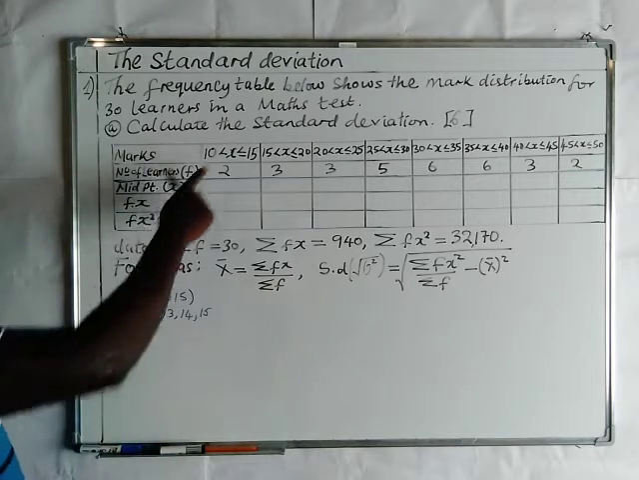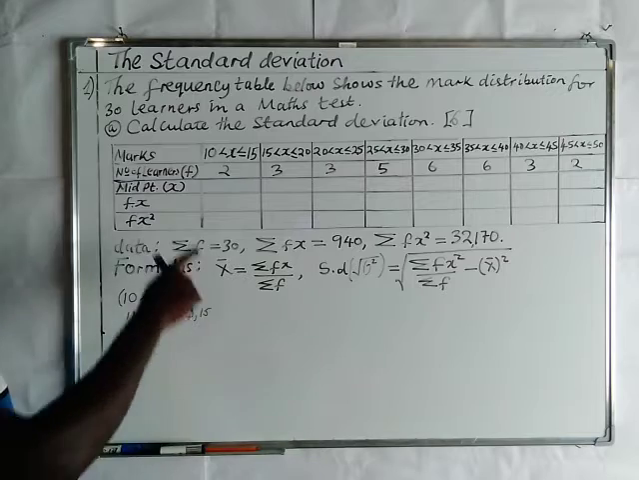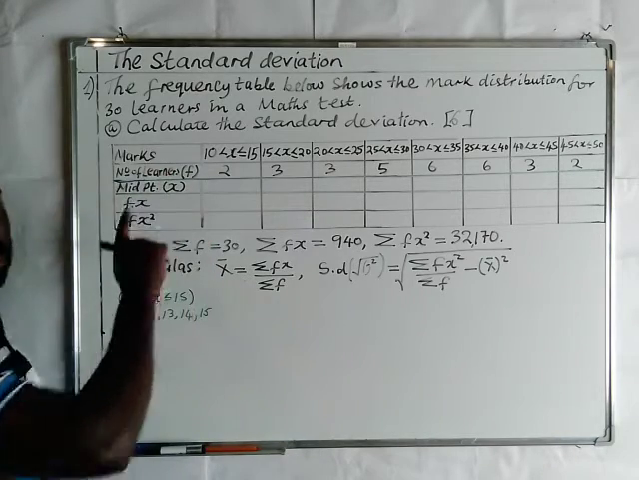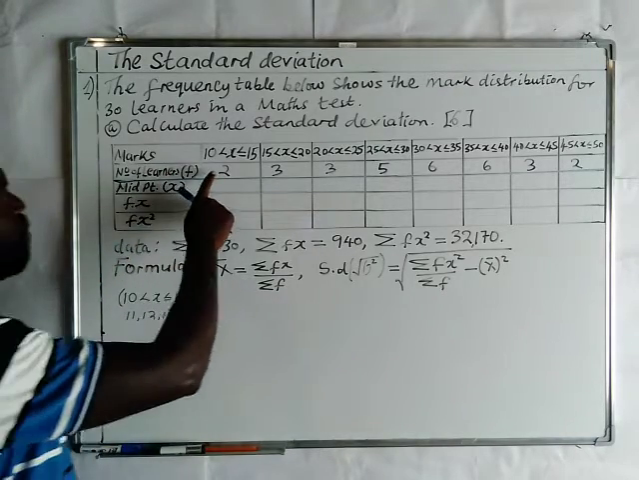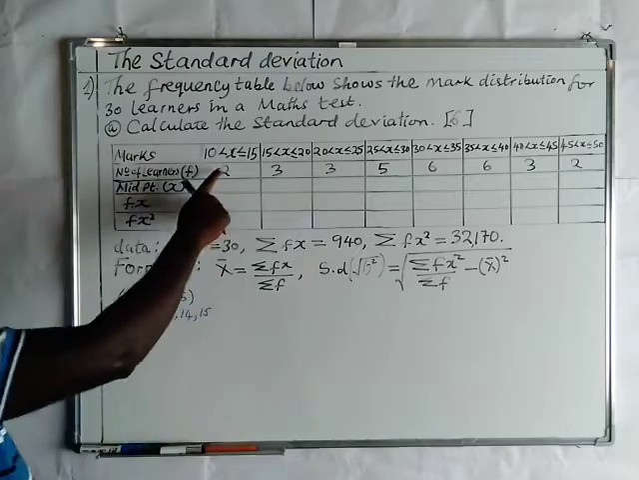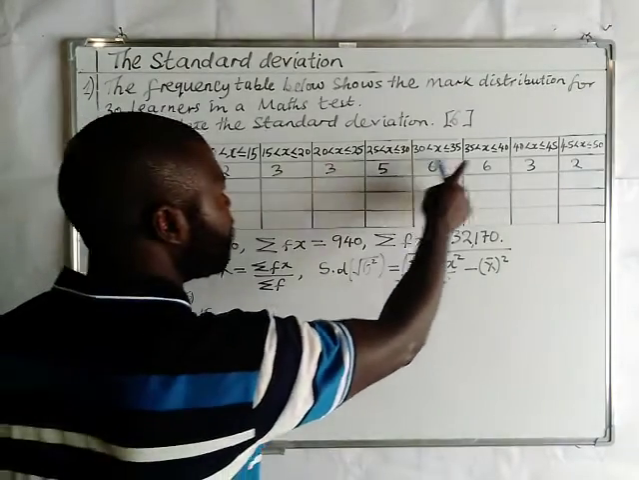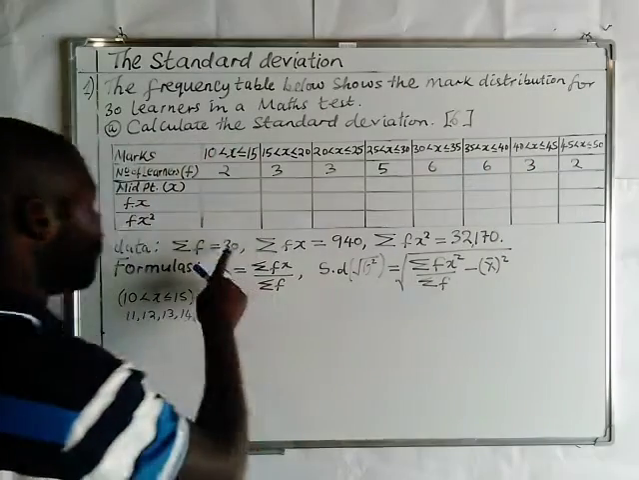We have the marks given in set builder notation. We also have the number of learners, which is also the frequency. So we have the frequency for each one of the intervals. You can see when we add all the frequencies, 2 plus 3 plus 3 plus 5 plus 6, 6, 3, 2, we are getting 30.